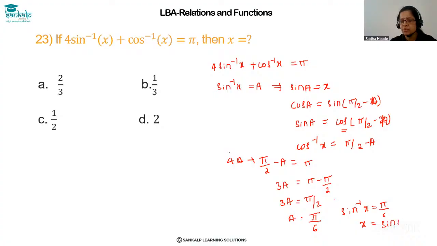What is sin pi by 6 or sin 30? It is 1 by 2, isn't it? Sin 30 is 1 by 2. So x is equal to 1 by 2. Check the options. Option C, x is equal to 1 by 2 is the correct answer. Thank you.